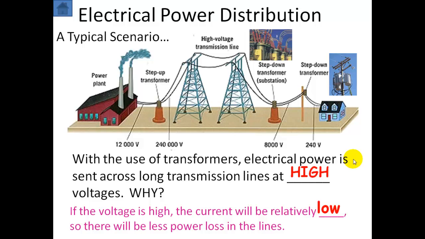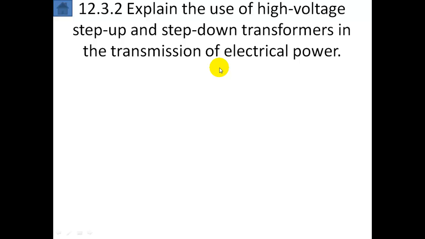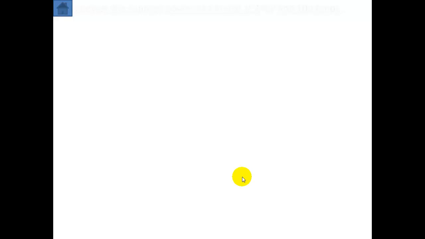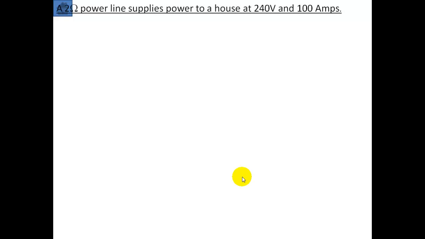Now, if the voltage is high, it means that the current must be quite low. So there will be less power loss in the lines. The energy that is lost by the electricity going through the lines depends on what the current is. The higher the current, the more this wire will heat up and the more energy you will lose. So, the use of high voltage step up and step down transformers. Let's look at an example here with some made up numbers.